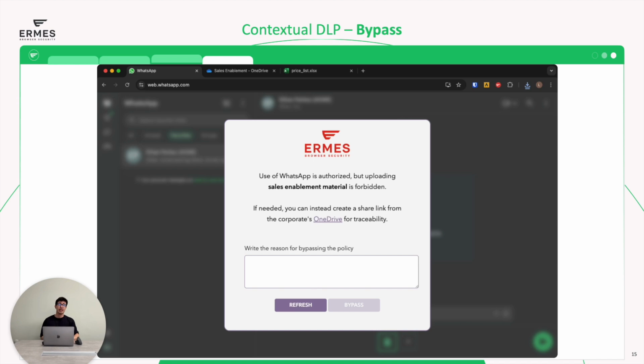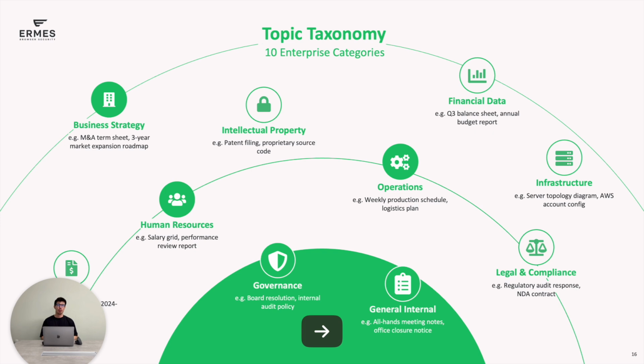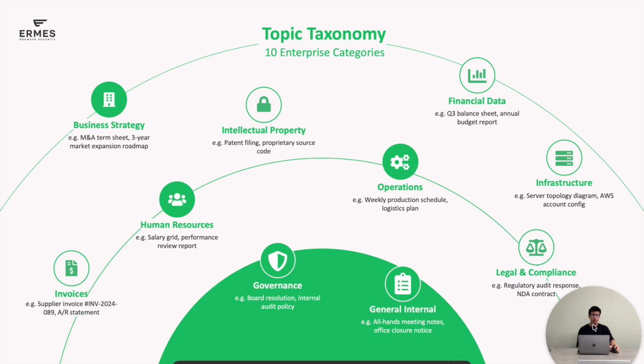Well, the real magic is that Ermes, out of the box, can already create policies and can already use AI to interact with these 10 enterprise categories of data. So Ermes AI can really recognize any of business strategy, intellectual property categories, and you can create policies about any of this bunch of data. So it's pretty magic.